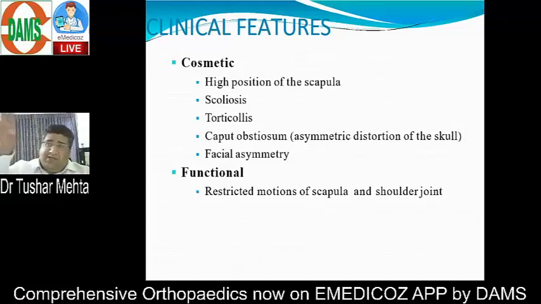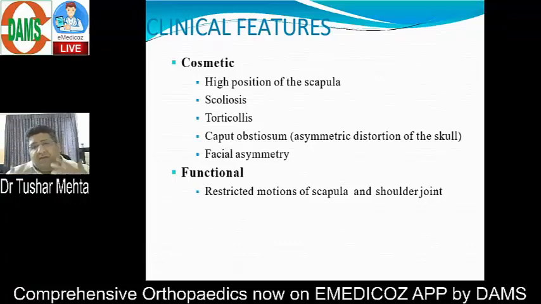So you have a high riding scapula. You have a scoliotic curve. Then you will have a torticollis also. You will have a condition that is called caput obstipum. So what is caput obstipum? It is an asymmetric development of the skull. Plagiocephaly is also what it is called.